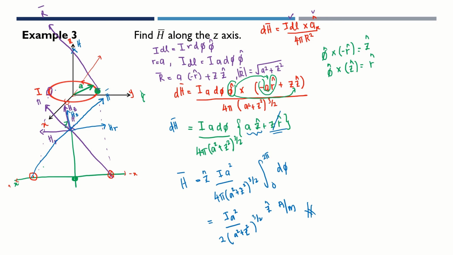So if you have a circular disc like this, please make sure that at the R direction, the R component is cancelling out each other, and it will leave behind only the Z component. Alright, so that's all for Biot-Savart.